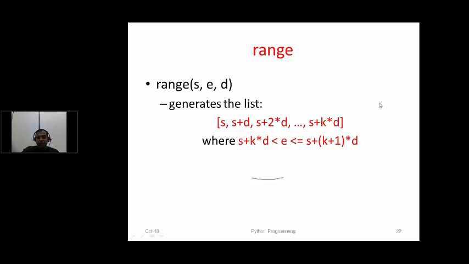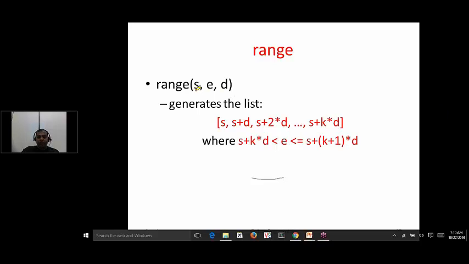It has a form where you have a start value S, an end value E, and a step D or difference D. In this form, range will generate a list which starts as S and then keeps generating values like S plus D, S plus 2 star D, up to S plus K star D, such that this value, S plus K star D, is smaller than E. Okay, so this is very, very important. You generate value which is smaller than E.